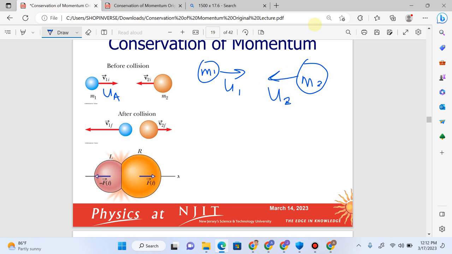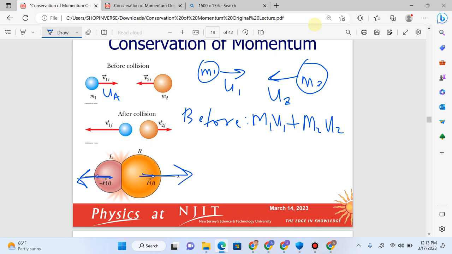So before collision, the momentum of these two objects is M1 U1 plus M2 U2. That is the total momentum before collision. You get the momentum of object 1, you get the momentum of object 2, and you add them together. Now, after collision, what happened? Object 1 bounces back in this direction, while object 2 bounces back in the opposite direction.